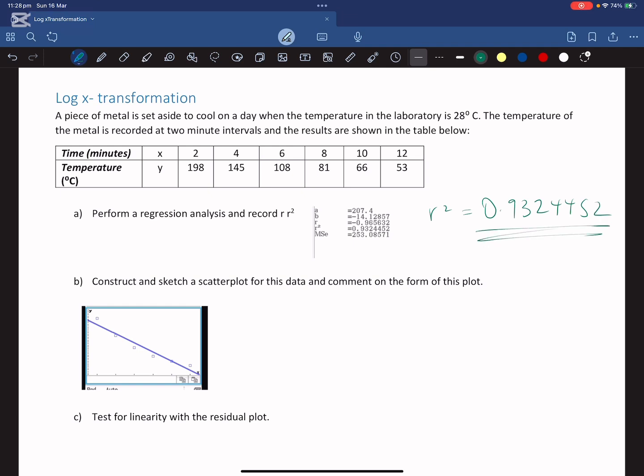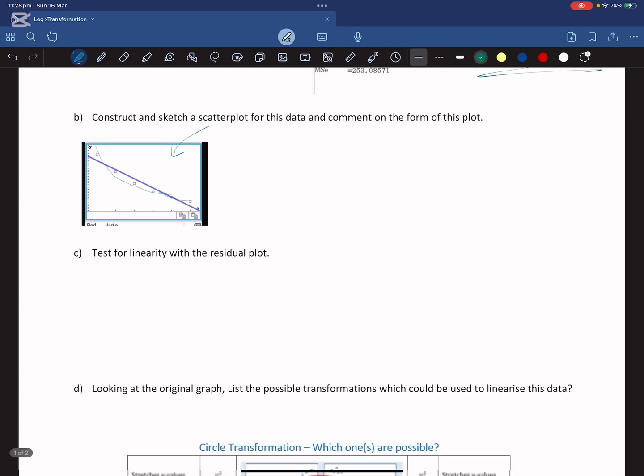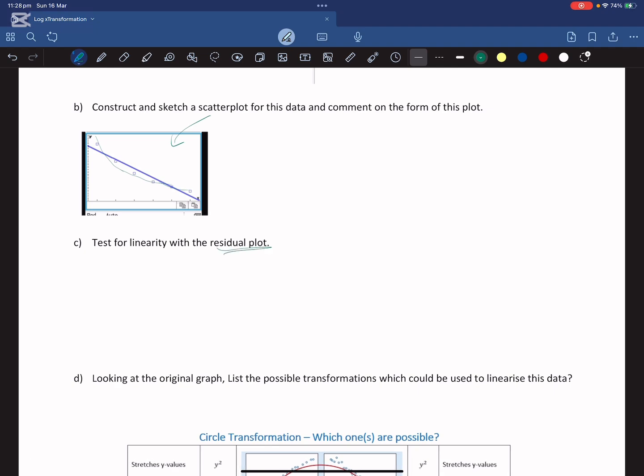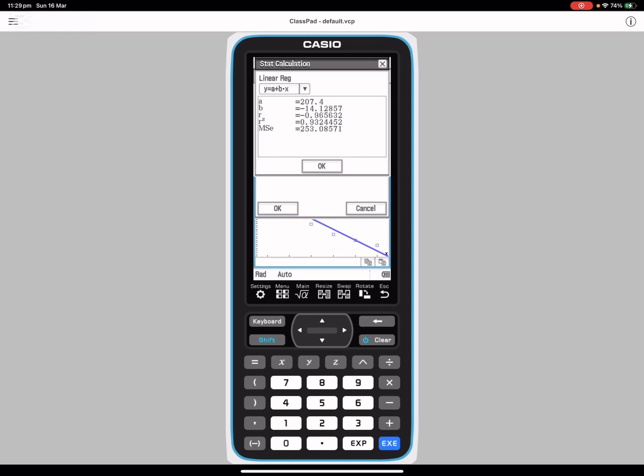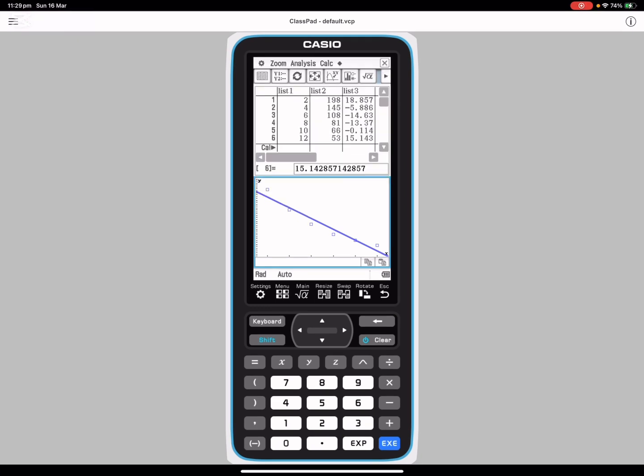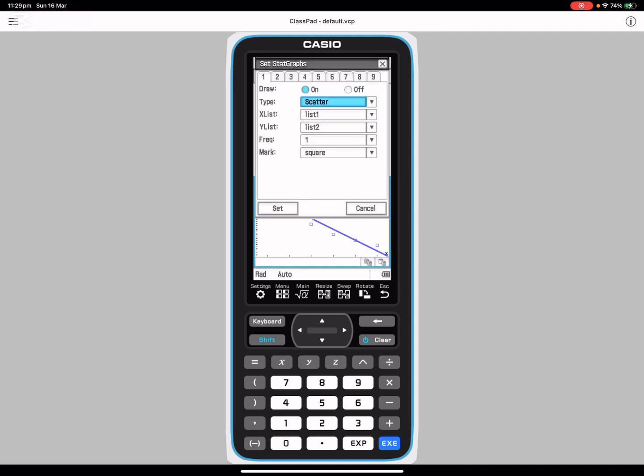All right, so first of all, that's our original graph there. It doesn't look like it's fitting that line very well. However, a test for linearity would be a residual plot. Okay, so a residual plot is a test for linearity. So if I go back to my calculator, I go this one up here, setting the graph.